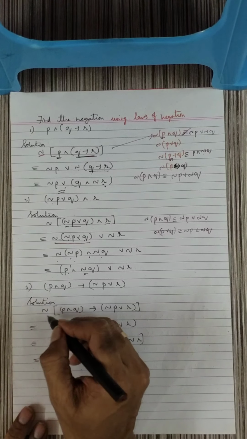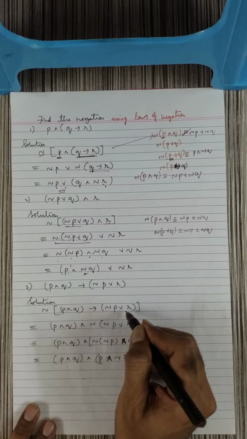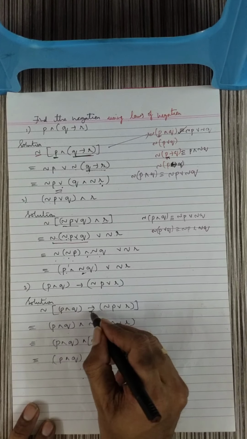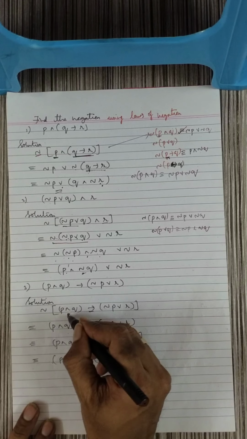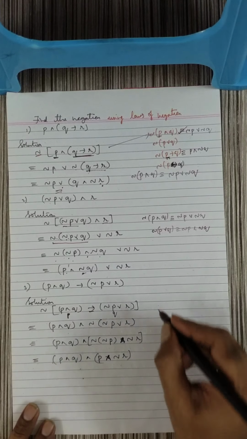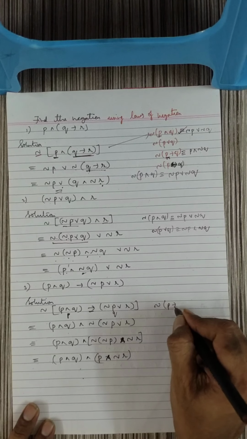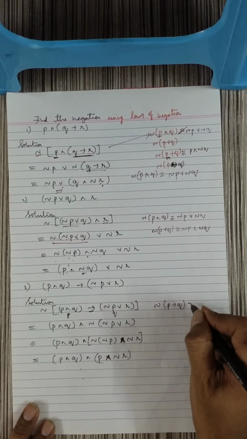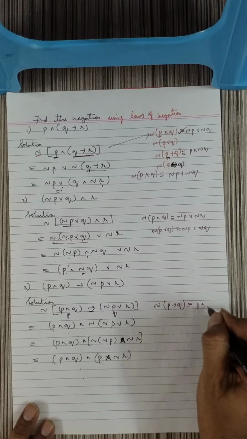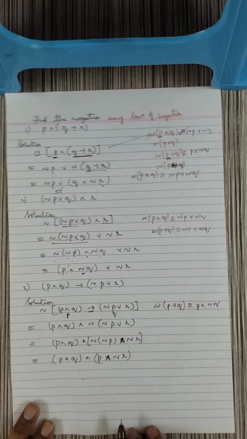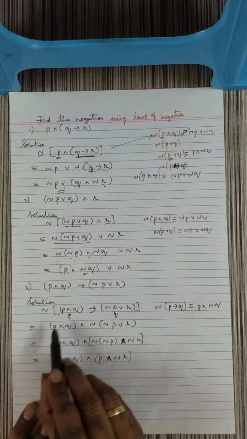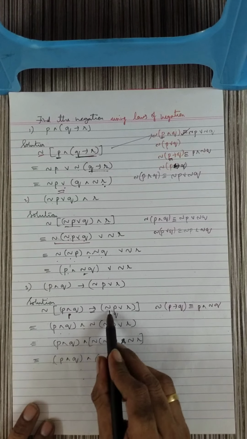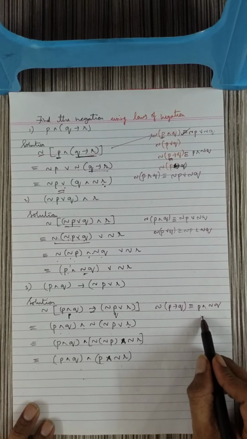Third sum, negation of P and Q implying negation of P or Q. Now there is an implication sign, and this will act as your P and this will act as your Q. So your question is reducing to P implies Q. And for P implying Q, the formula is P and negation of Q. So it will be first part as it is and negation of the second part according to this formula.